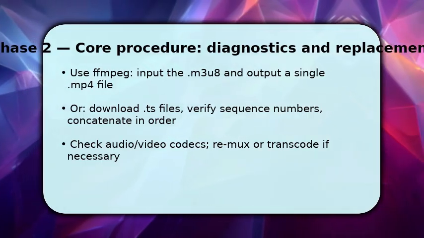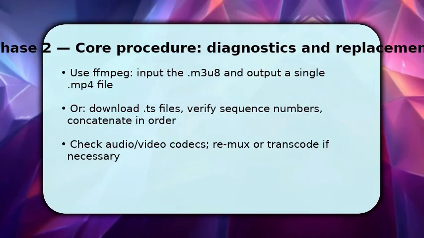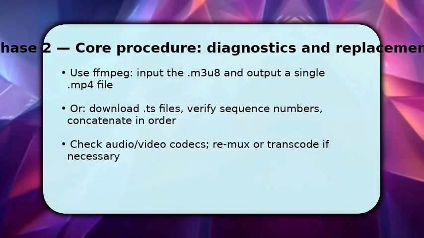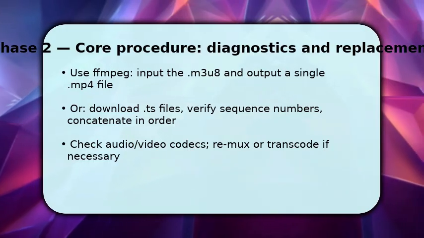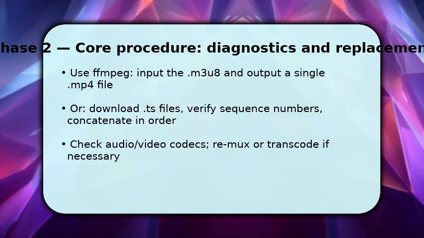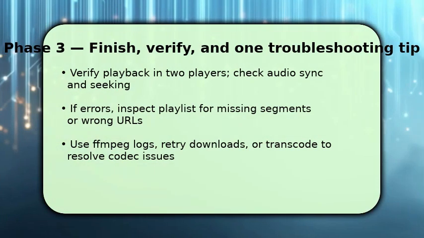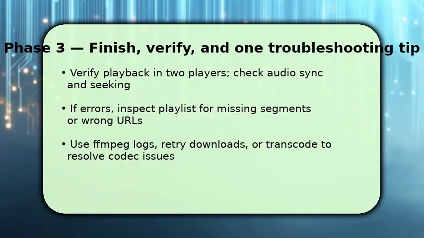Pay attention to codecs. If audio or video codecs are incompatible, remuxing may fail, transcode as needed. Once merging completes, inspect the output duration and keyframe alignment to ensure a smooth finish by testing the resulting file in multiple players to confirm playback, seeking, and audio sync. This proves the merge succeeded.